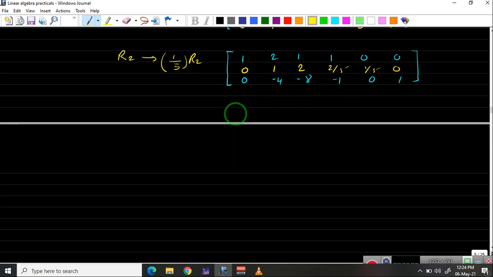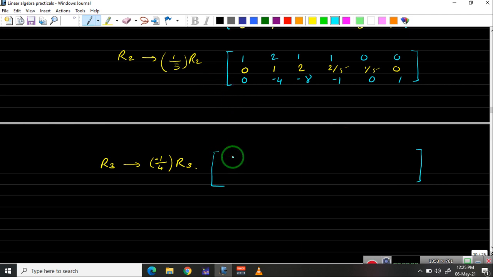So let us divide this by minus 4. So R3 will change to minus 1 upon 4 times R3. Again, as I said, it depends on the operations which you are following. I am using this operation, you can use some other operation. There is no hard and fast rule that you have to use these operations only.